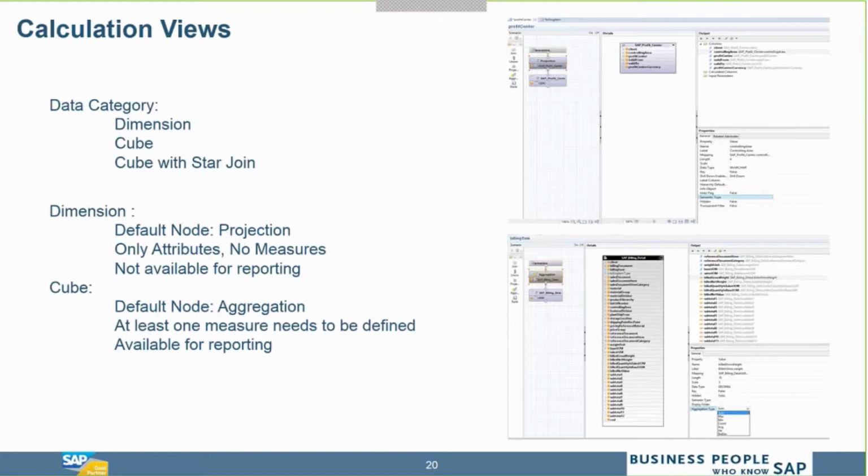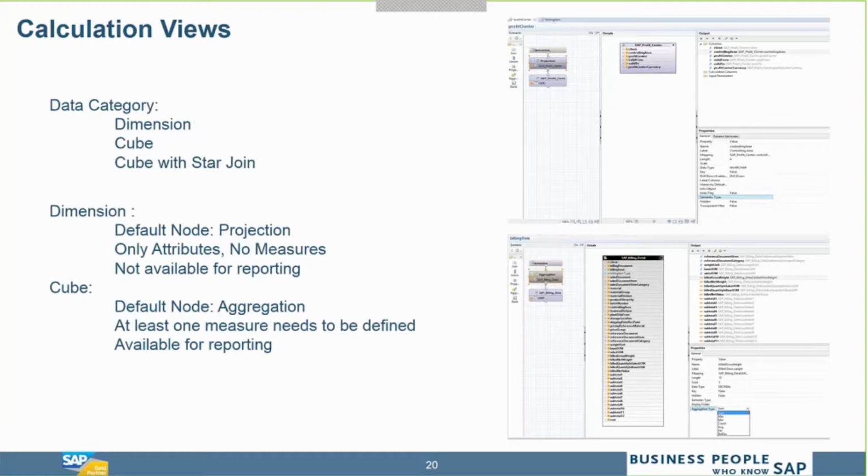If it is a dimension, it is more or less like your attribute view. The default node, when you set the calculation view as a dimension, would be a projection. And only attributes, no measures. What I mean by that is you can have attributes which have a number data type, but you cannot have aggregation associated to that. So only attributes, but no measures. And typically this is not available for reporting.